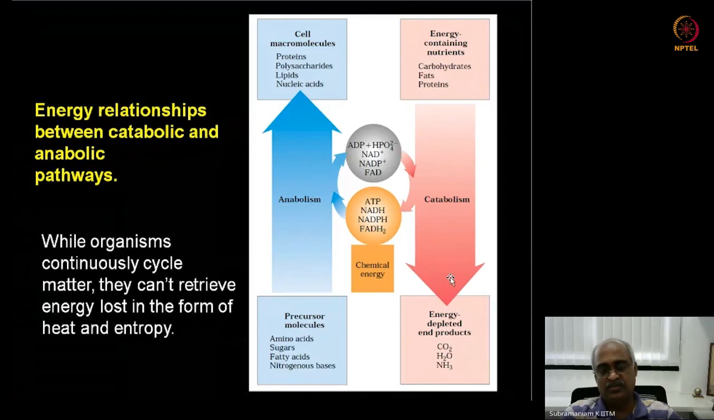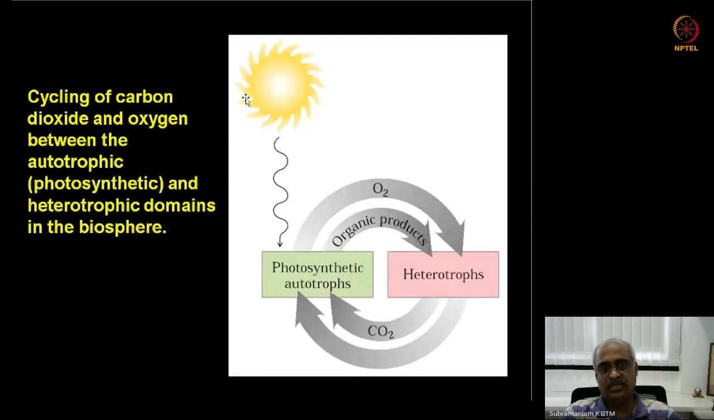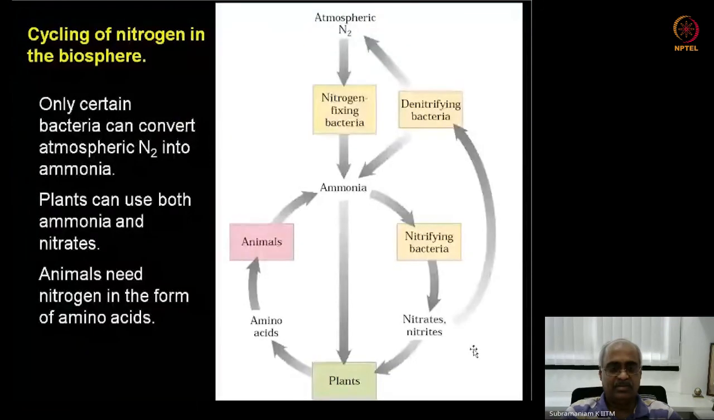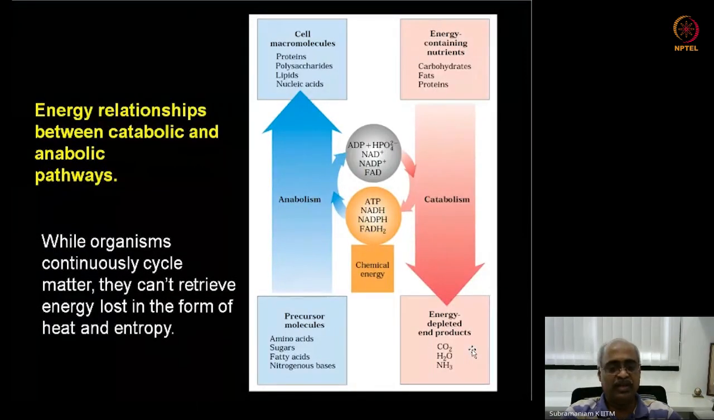The entropy keeps increasing. So energy flows continuously from the sun, and it is not perfectly used in this cycling. Instead, some energy leaves from the biosphere into the universe. So essentially, this is a unidirectional flow of energy. So organisms can't retrieve energy lost in the form of heat and entropy.